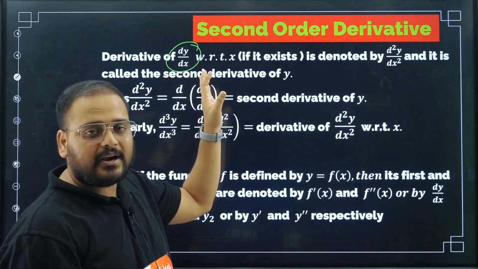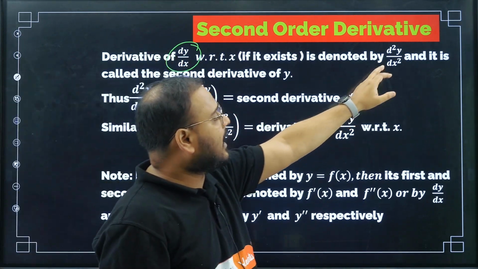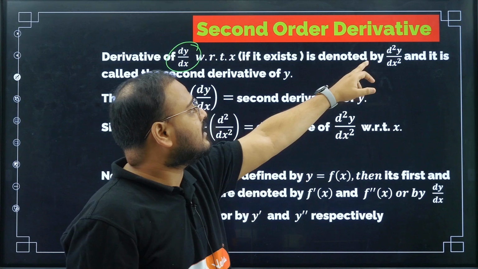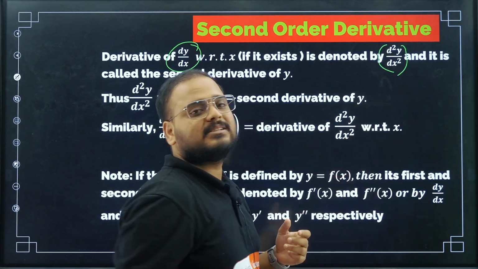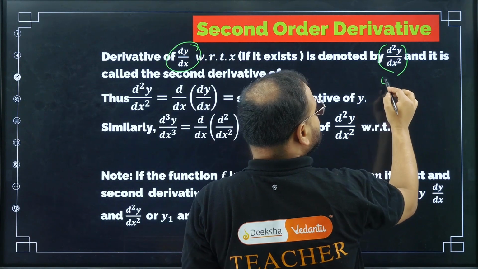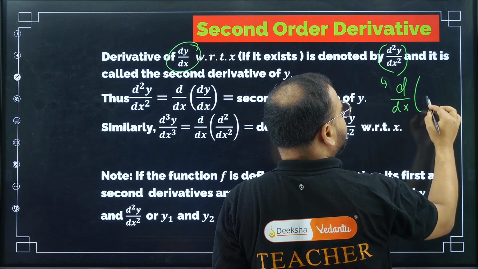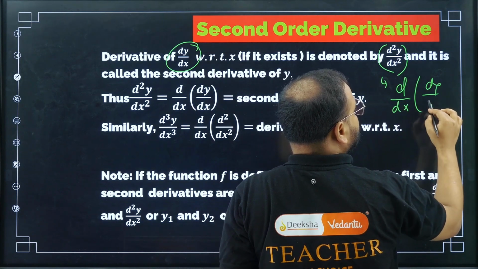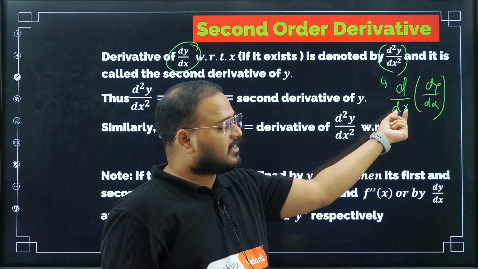Whereas if I go ahead and again differentiate this first order derivative, I'll get the second order derivative, which is nothing but d square y by dx square. This is called the second order derivative. And how do we get this? By differentiating the first order derivative again with the same variable.